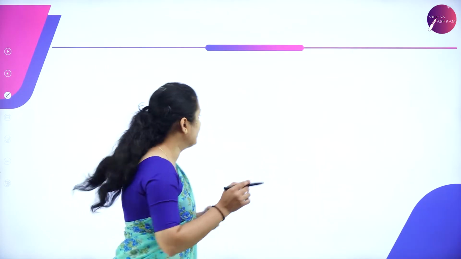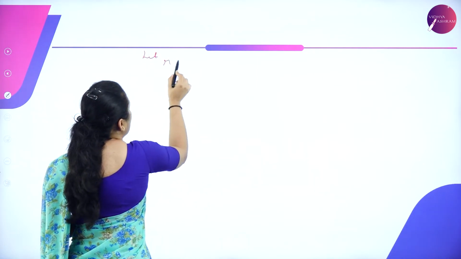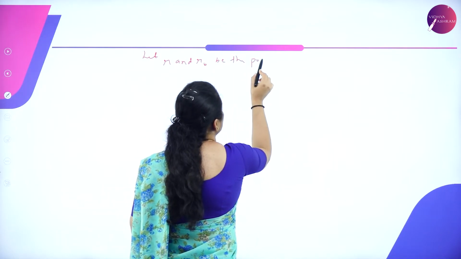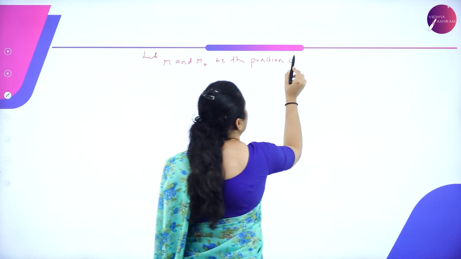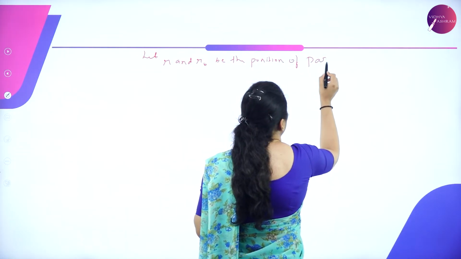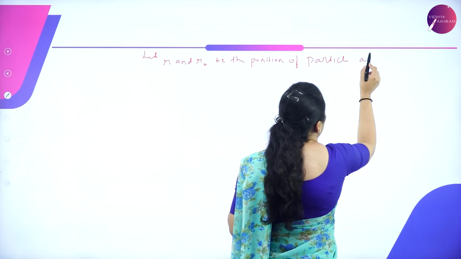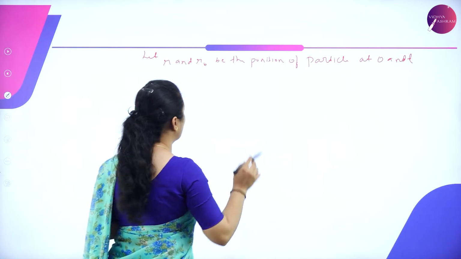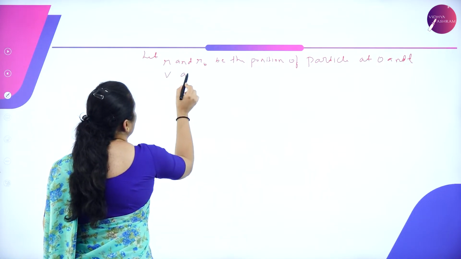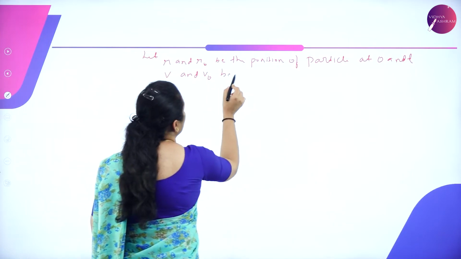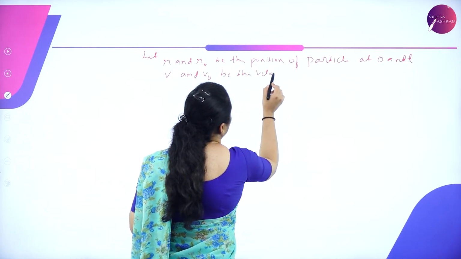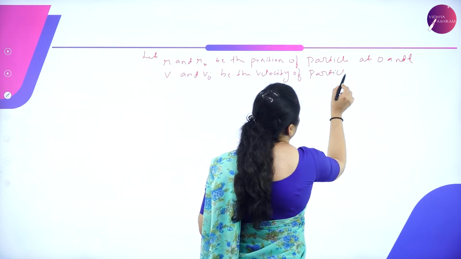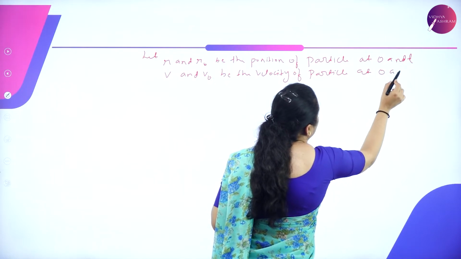Now next, let r and r0 be the position of the particle at 0 and t. At 0, t is equal to 0, and t is equal to t. Let v and v0 be the velocity of the particle, that is the object, at 0 and t.